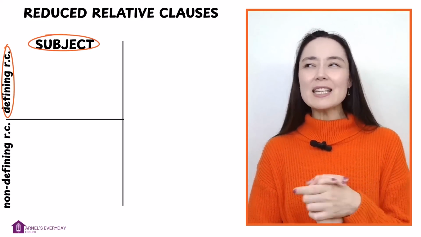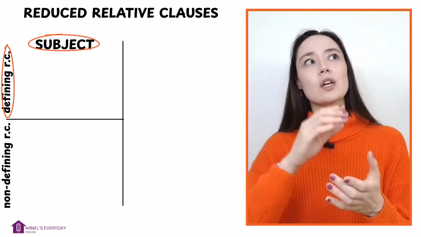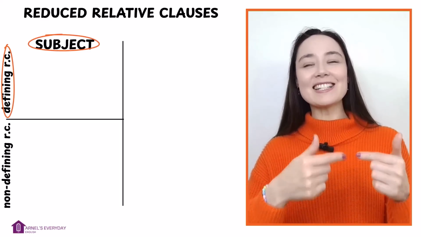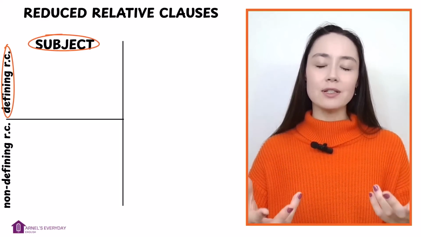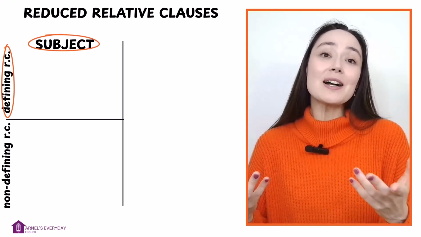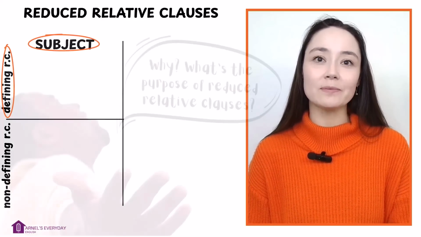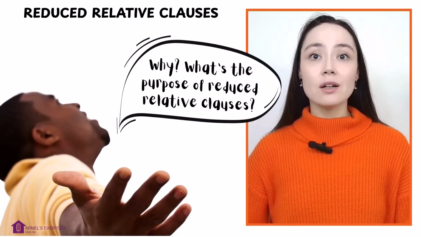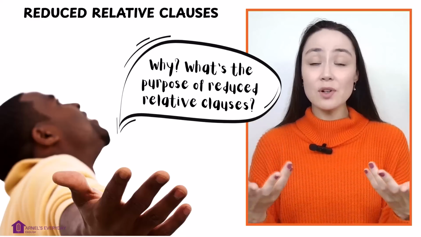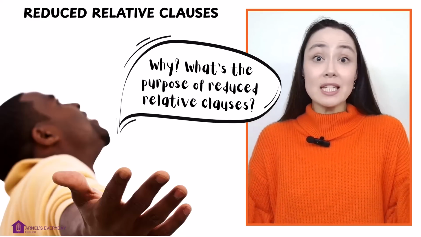But you might see reduced clauses, there's a lot of terminology here. Okay, you might see reduced relative clauses with non-defining relative clauses. So I'll give you a couple of those examples as well. Here's an important question. Why? What's the purpose of reducing relative clauses? Why do we need to do this?